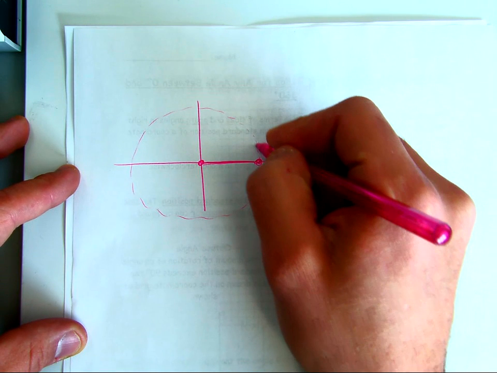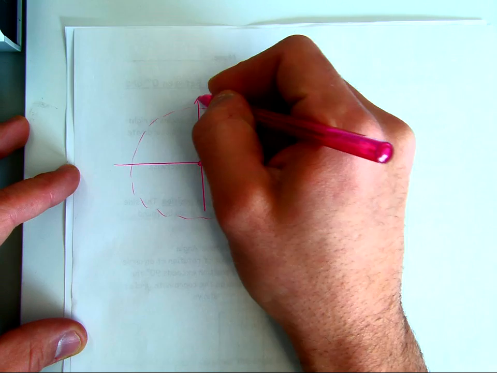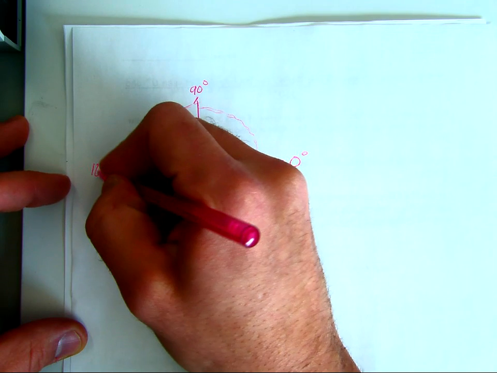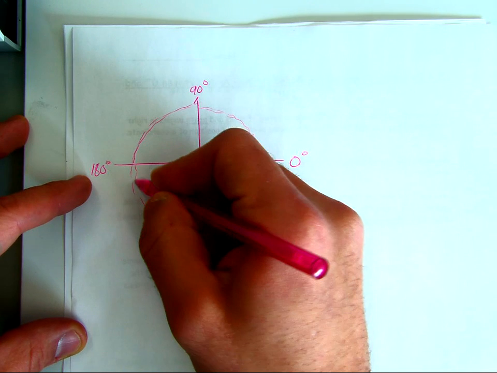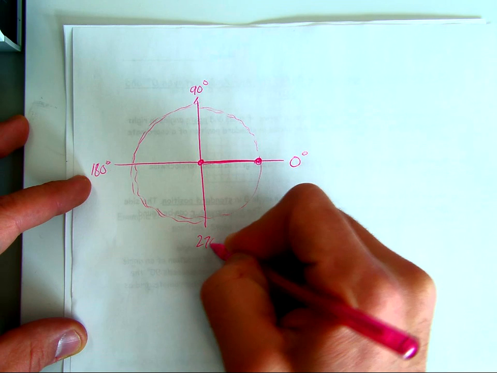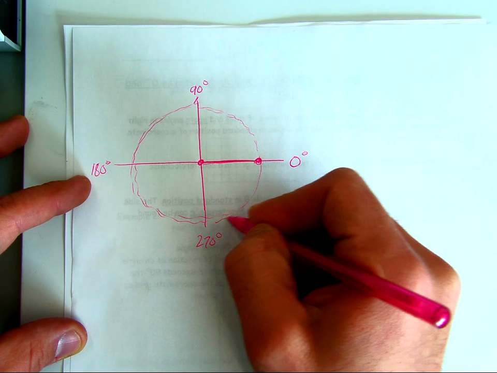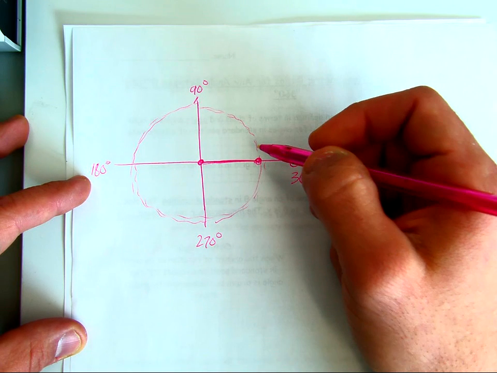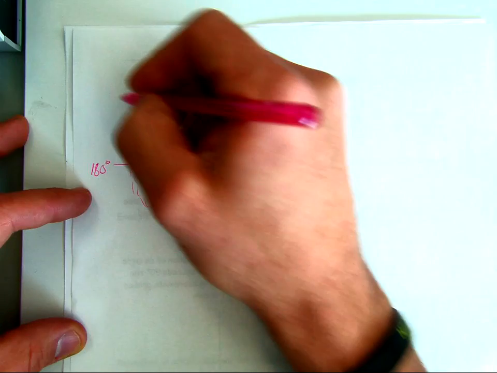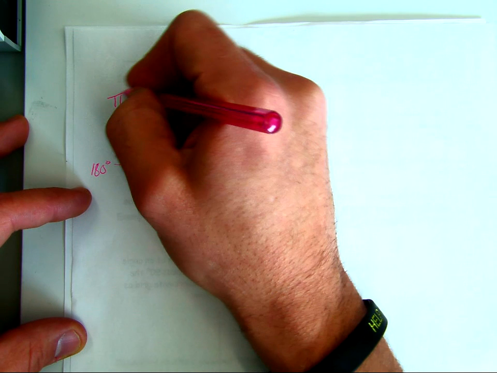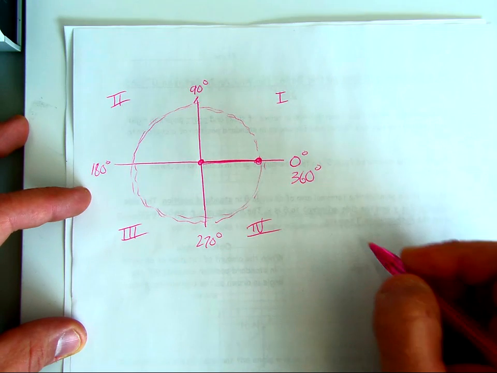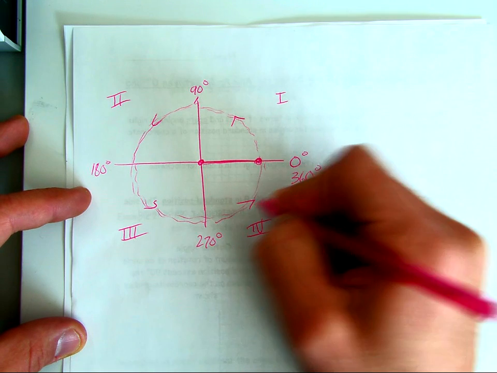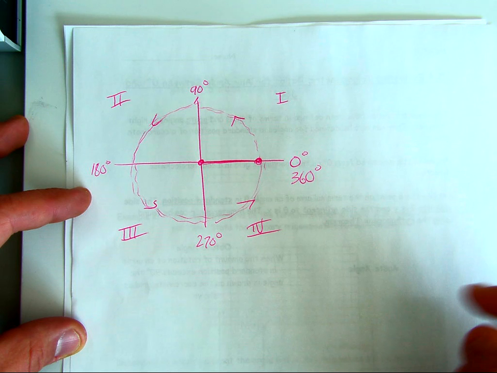Obviously, if it rotates to here, this is 90 degrees. If it rotates to here, this is 180 degrees. If it rotates to here, this is 270 degrees. And if it comes back to the start, it's 360 degrees. So this is quadrant number 1, quadrant number 2, 3, and 4 right here. And again, this terminal arm rotates in a counterclockwise direction.